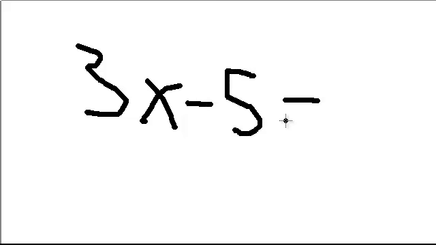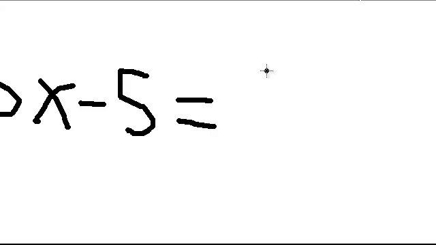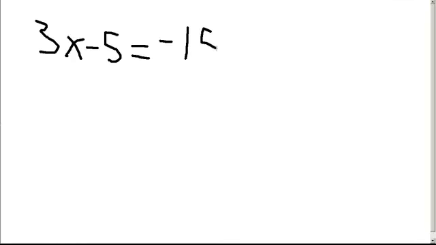Let's talk about multiplication. So let's say we have 3 times -5. Different signs always equal a negative, and same signs always equal a positive. So 3 times -5 has to be a negative, since they're different signs. And then you just multiply 3 times 5, which is 15, and the answer is -15.